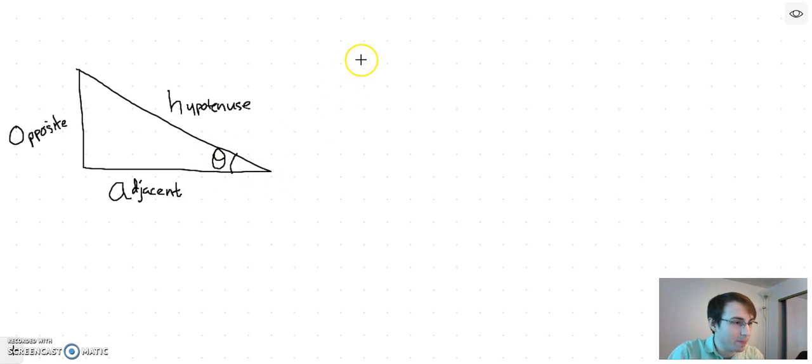Now, there are several trigonometric functions of theta that give us ratios of these sides. So sine theta, sine is a function. So when you apply the sine function to theta, the output you get is the ratio of the opposite side to the hypotenuse.